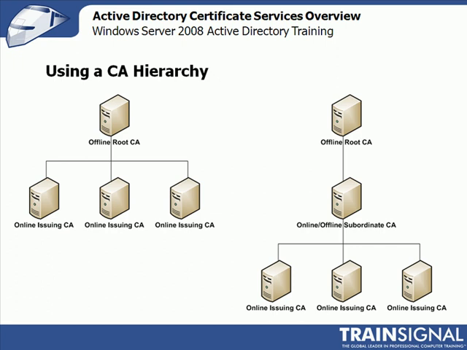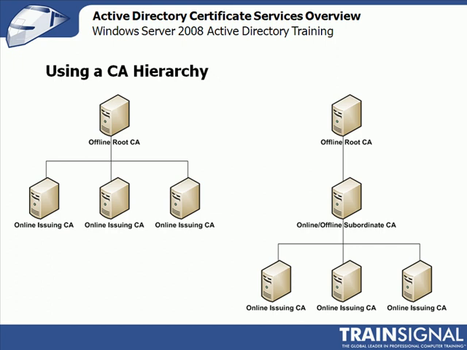At the top, we have our offline root CA. That CA does nothing other than issue one certificate to a subordinate CA. Now that subordinate CA, some people will take it offline as well for an added layer of security, or maybe leave it online. It's up to you, depending on how risky a situation you think you're in when it comes to being hacked into.